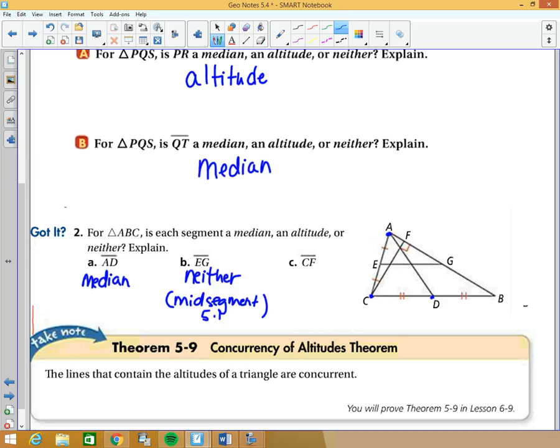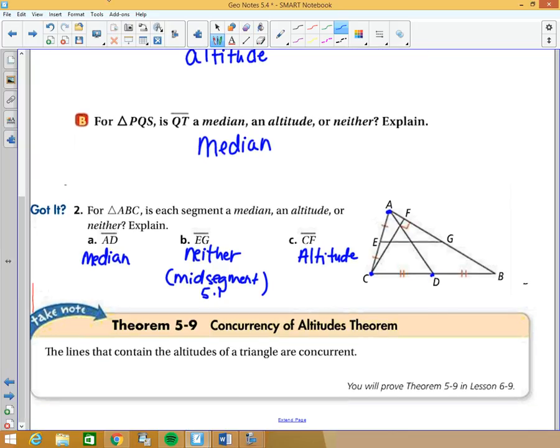CF will go from the vertex and it is perpendicular to the side AB. And so by definition, that's going to be an altitude of the triangle. Okay, so make sure that you know those definitions and that you can identify those particular points.